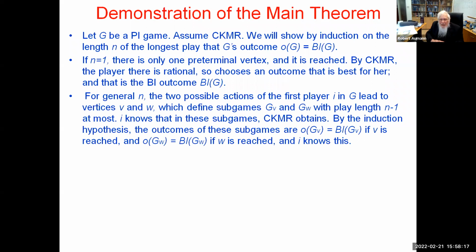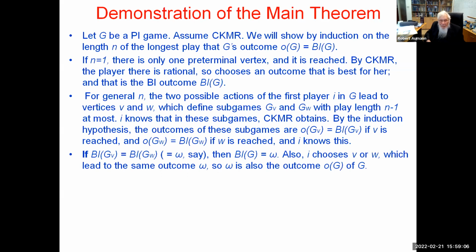For general n, the two possible actions of the first player I, remember we have just 2 sons to each father, lead to vertices V and W, which define subgames GV and GW with play length n-1 at most. I knows that in these subgames, common knowledge of material rationality obtains. By the induction hypothesis, therefore, the outcomes of these subgames are the backward induction outcomes.